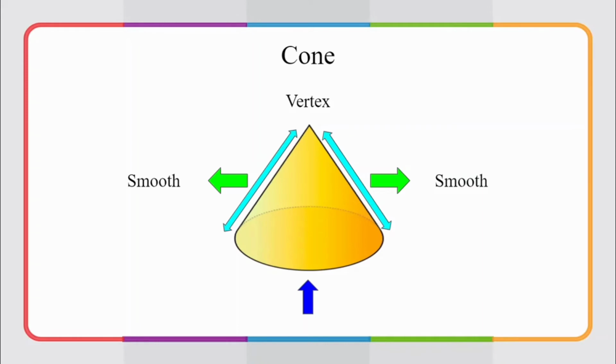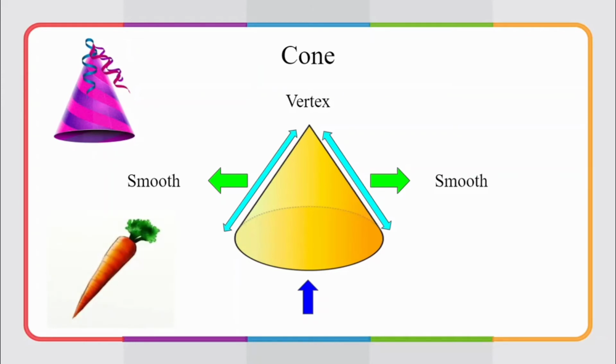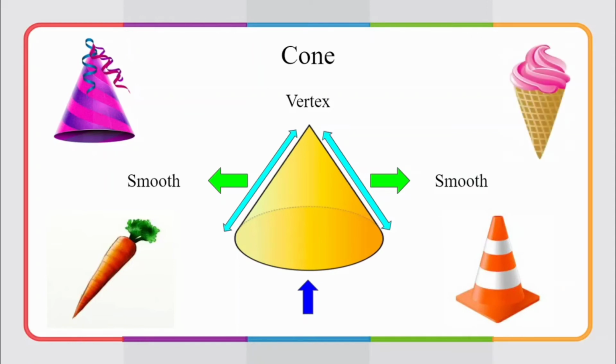Now children, here are a few examples of a cone. A party cap. It has a circle at the bottom, and it all comes to a point called the vertex. A carrot, which is a vegetable that we eat, is also shaped as a cone. A traffic cone is also a good example of a cone, and the best example is an ice cream cone, which we all love to eat.